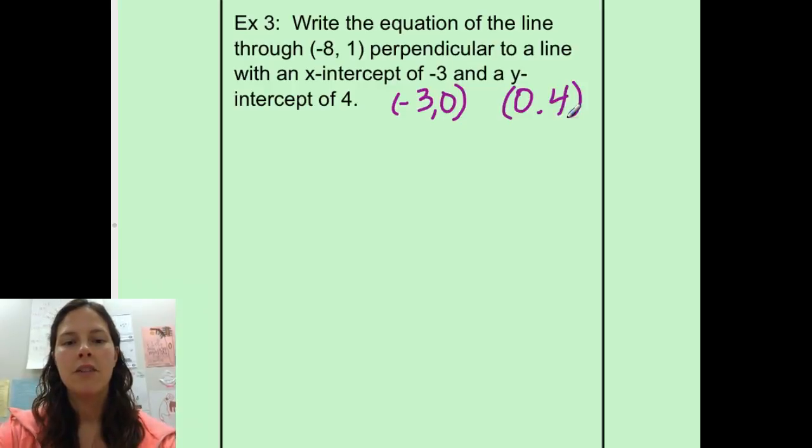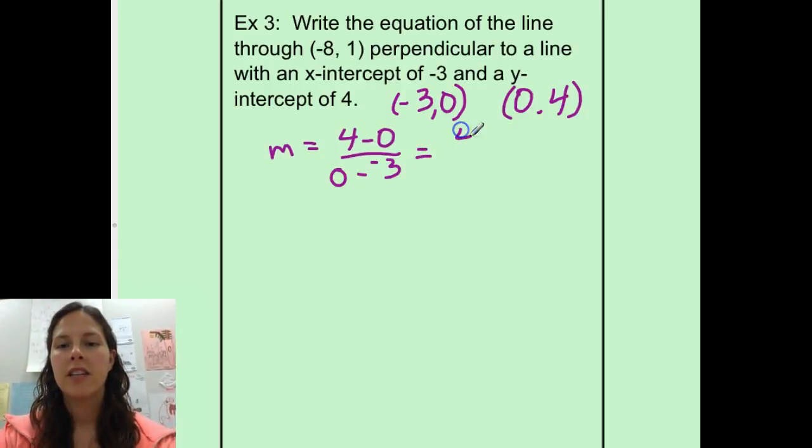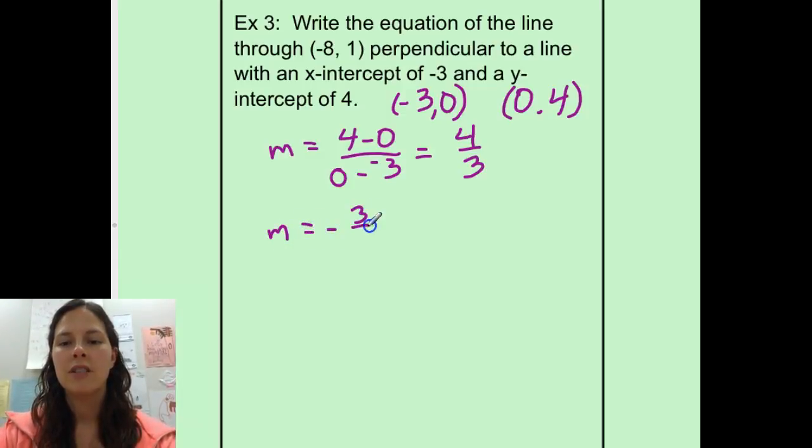To get the slope of the given line, we'll use our slope formula, change in y over change in x. So the slope of our given line is 4/3. We are looking for a line perpendicular to that, so our slope will be opposite and reciprocal, and it will go through the point (-8, 1).